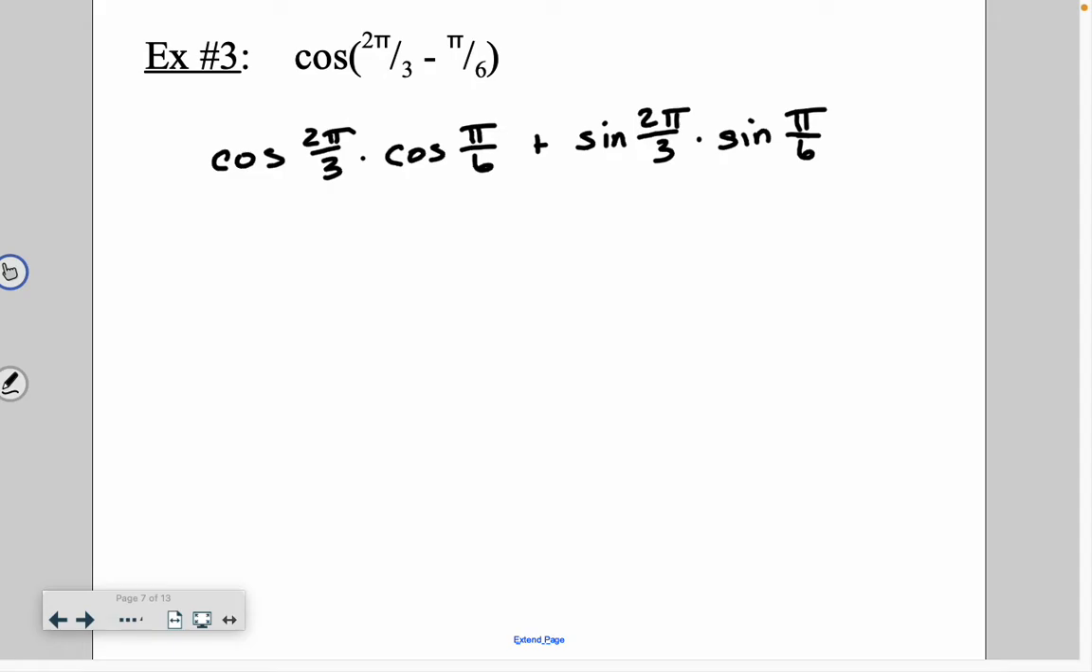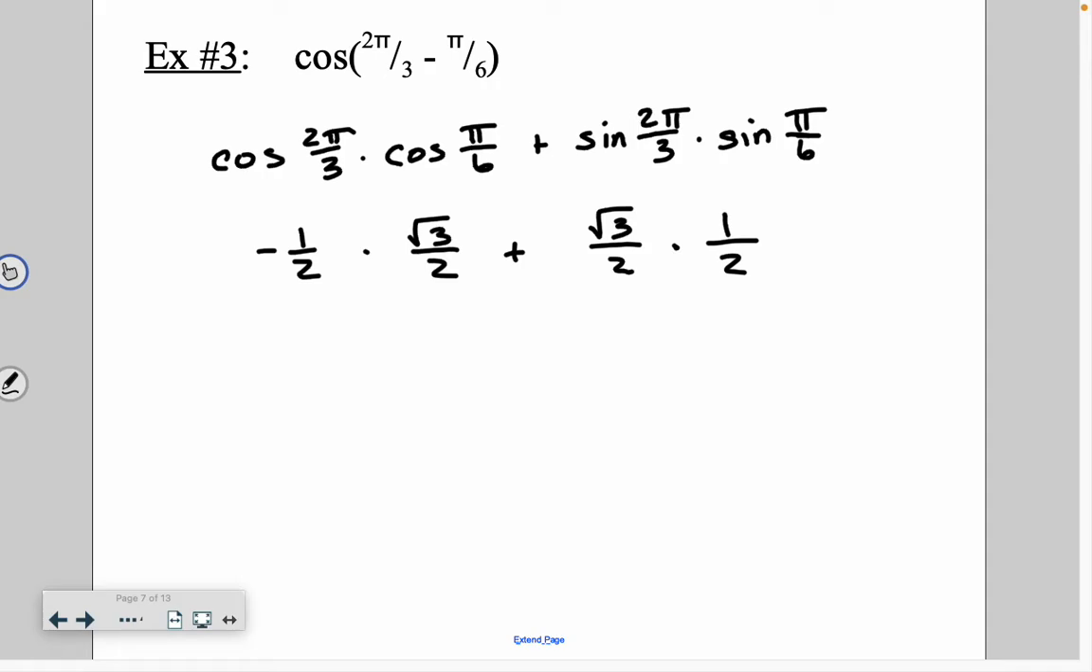And just like the last one, now I've got a whole bunch of stuff that is on the unit circle. So now I can start to get some answers and clean those answers up a little bit. Cosine of 2 pi over 3 in this case is negative 1/2. Cosine of pi over 6 is square root of 3 over 2, plus sine of 2 pi over 3 is the square root of 3 over 2, times the sine of pi over 6, which is 1/2.